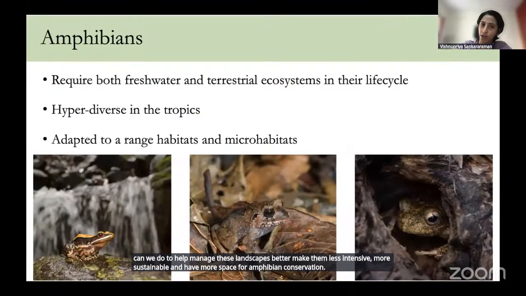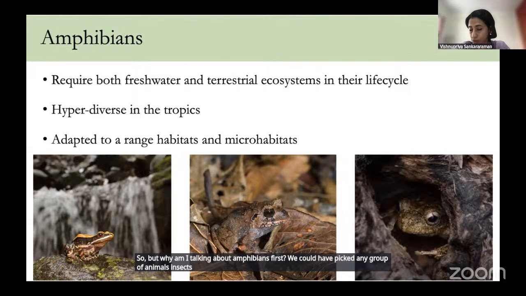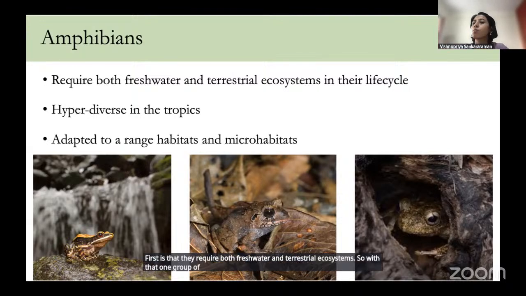But why am I talking about amphibians first? We could have picked any group of animals, insects, plants, potentially even. My work is focused on amphibians for multiple reasons. First is that they require both freshwater and terrestrial ecosystems. So with that one group of animals, you're able to say something about the land as well as the freshwater bodies around them.